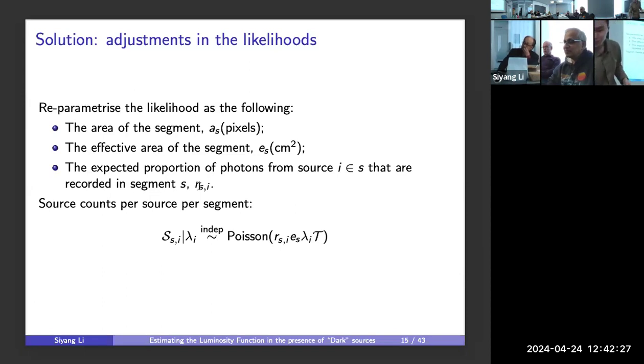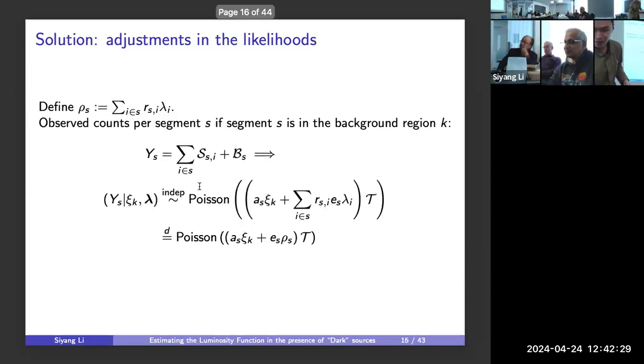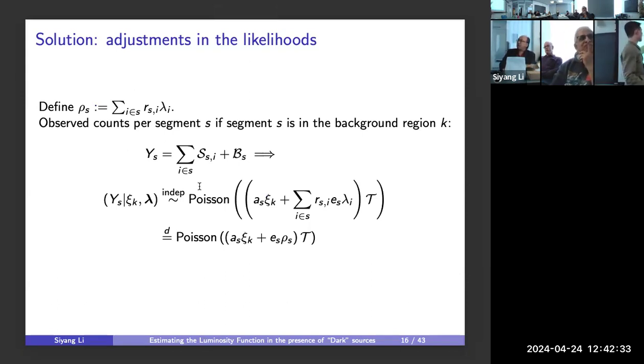So, for example, now we consider the effective area of each segment, and the expected proportion of photons landing in each segment rather than in the entire source region. So now all the geometric things in the model are in terms of the segments rather than the source region. And now we can construct the likelihood such that the observed number of photons in each segment is just a mixture of the photons from all the relevant sources of that segment, plus a mixture of the background. And so we just update our likelihoods in such a way.